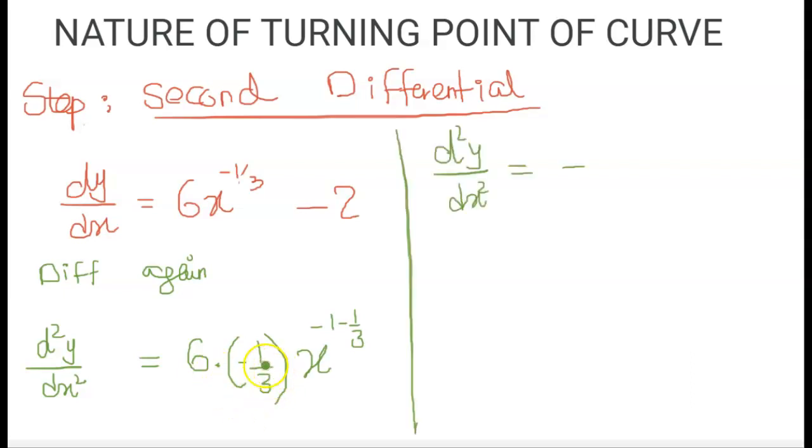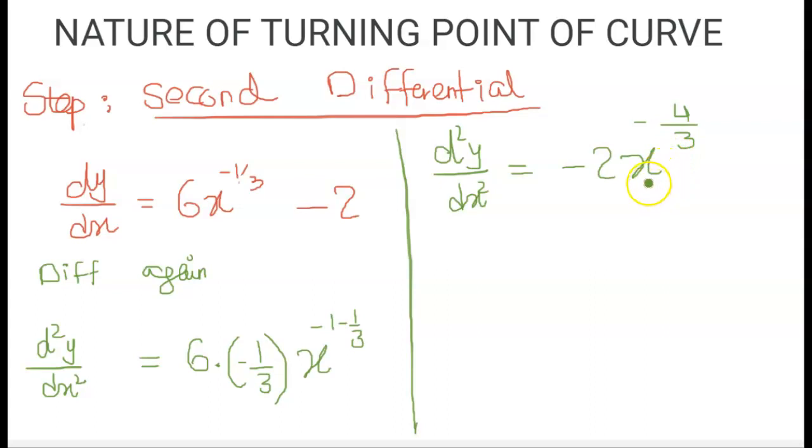So 6 times minus 1/3 is minus 2. And that will give me x to the power of, if I simplify that one, you can just put in a calculator, minus 1 minus 1/3. That will give you minus 4 over 3. Yep, so that's what you will get.